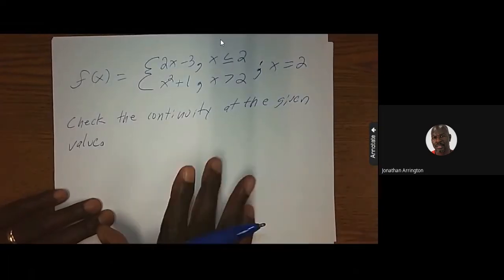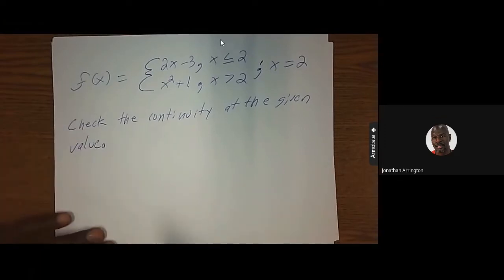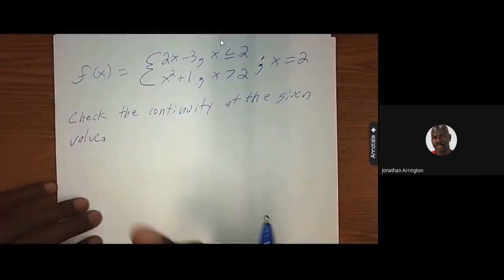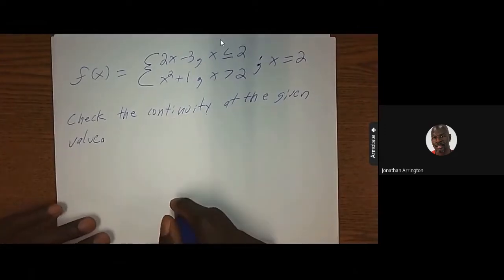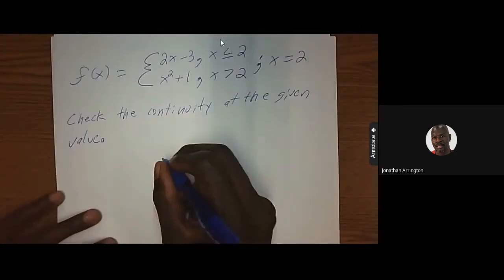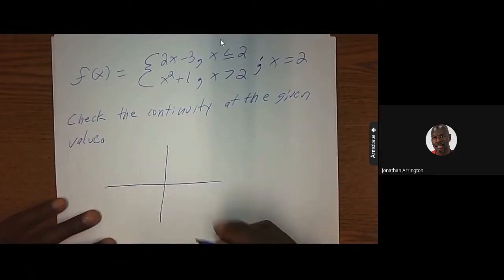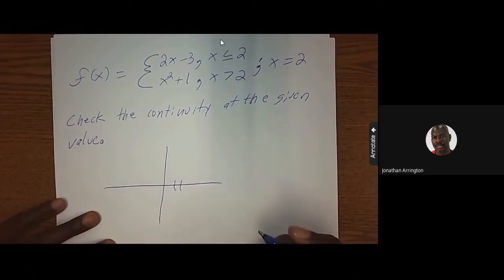Now, of course, the answer choices are going to be a jump, infinite, a removable, or perhaps continuous. So I just want to analyze this graph because these are really easy to do. You can look at these and tell the answer. But I want to remind you of the graph so you can see how this works. So here is a Cartesian plane, or the coordinate plane. And here is 2 here.